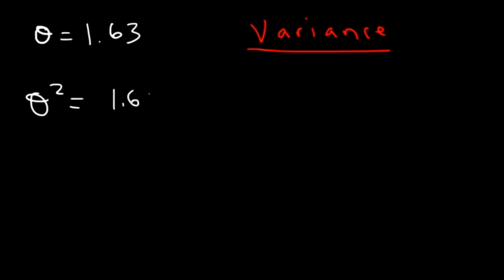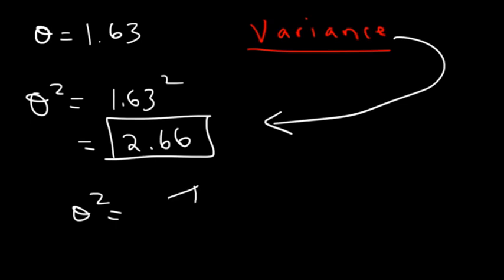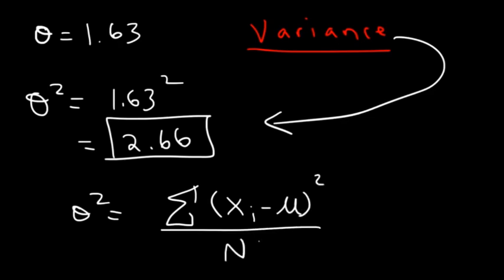So 1.63 squared is equal to. Now keep in mind this is a rounded answer. I don't remember what the exact answer was, but once you square it, it's about 2.66. So that's how you can calculate the variance. The formula for variance is basically the sum of all the square differences between every point and the population mean divided by n. It's basically the same formula without the square root symbol.